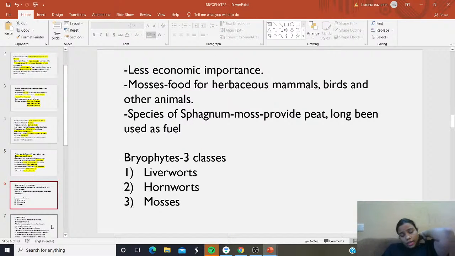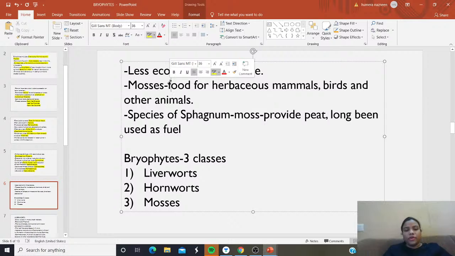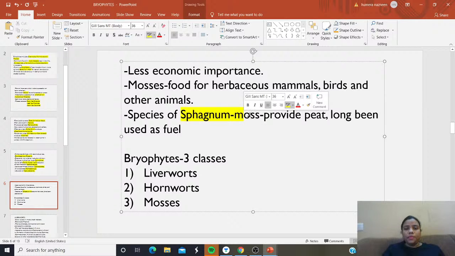Coming to their economic importance, when compared to algae and others, bryophytes are of less economic importance. But still, some mosses provide food for herbaceous animals, birds and other animals. Also the species of sphagnum, a moss, provides peat. What is peat? It has long been used as fuel.